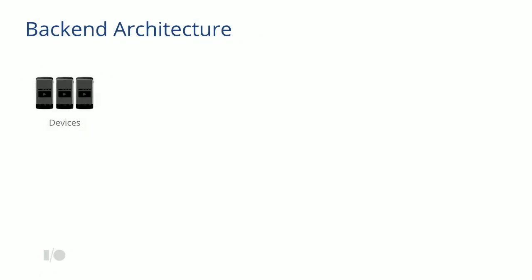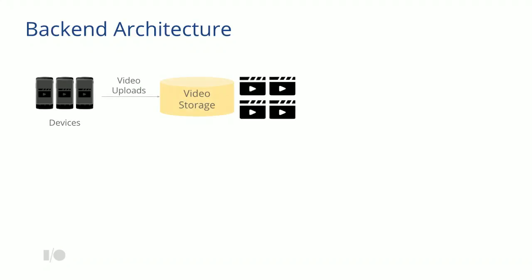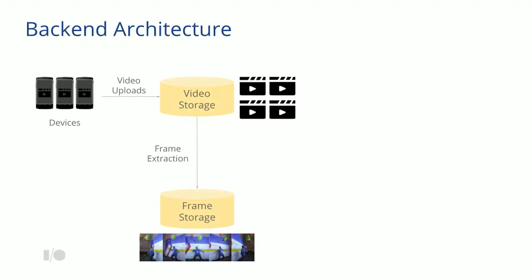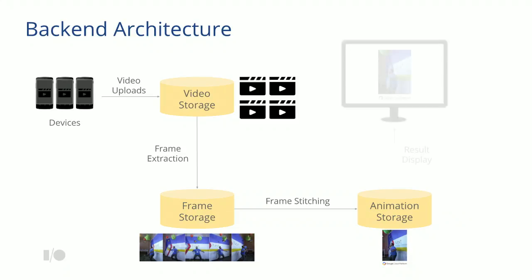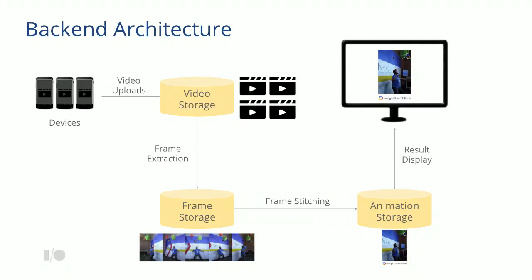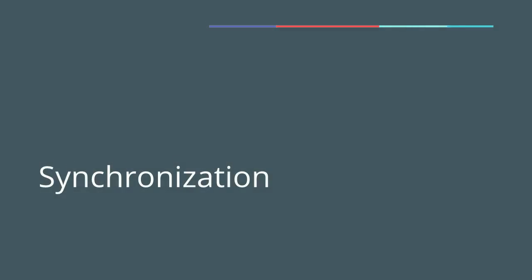So the backend architecture, how does this work? Well, we upload videos. Magically, we process them. We extract a single frame from that video. Then we put all those frames together, and we stitch them into one single animation, video or GIF. And then we display it. And this is the whole thing. Now the next step is like, sure, how do you do this? And that's the rest of the talk.